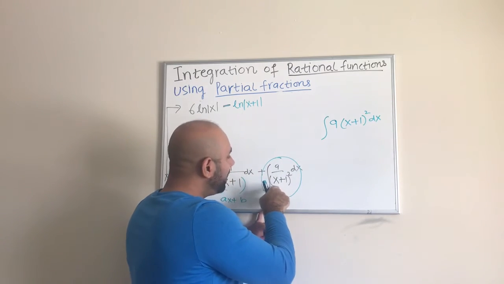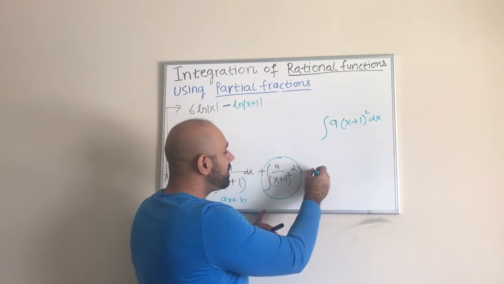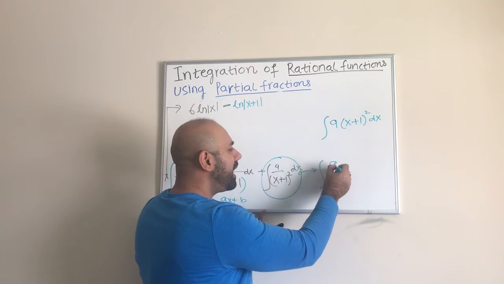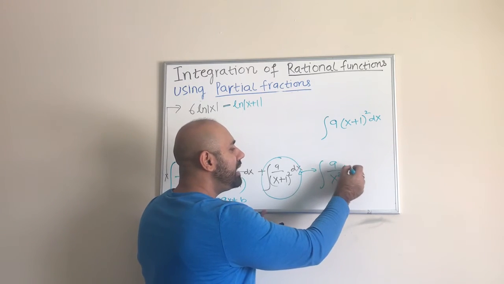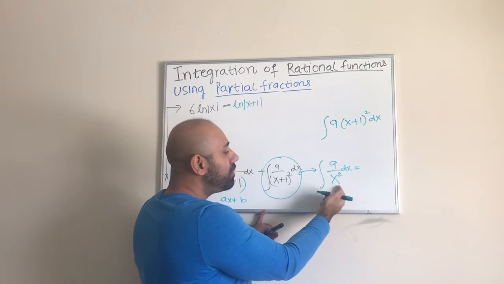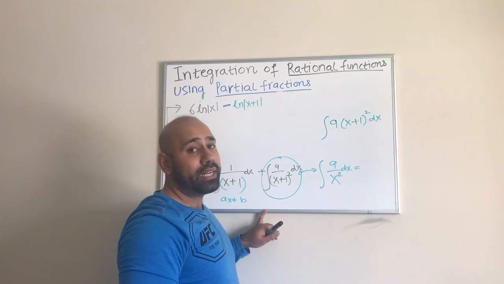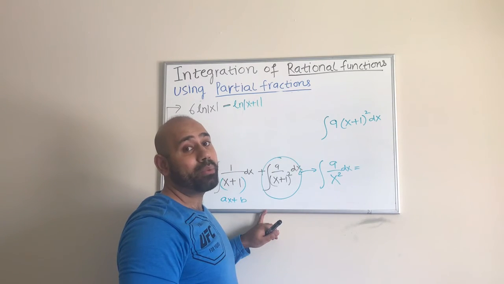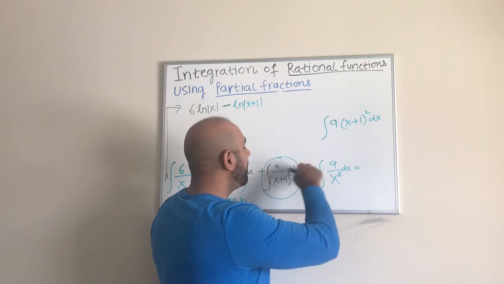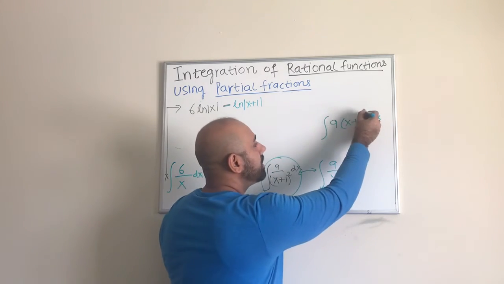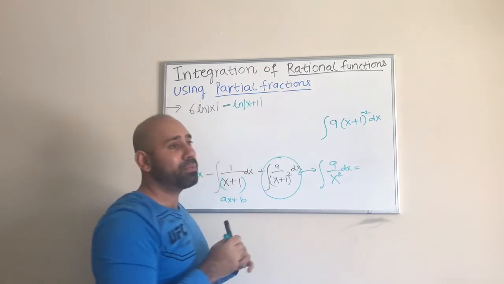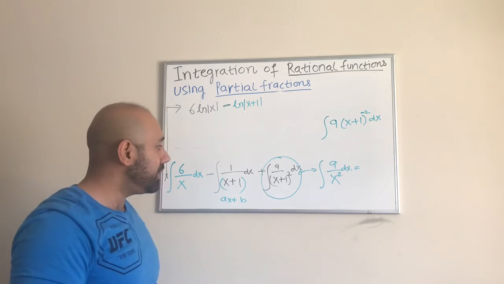And when you look at something like this, please relate it to something like 9 over x squared. How would you integrate this? Well, you would bring that x squared upstairs, and it becomes x to the power negative 2. You would do the same thing for x plus 1 whole square. You bring it upstairs, and it becomes x plus 1 to the power negative 2. The sign of the exponent changes, right?